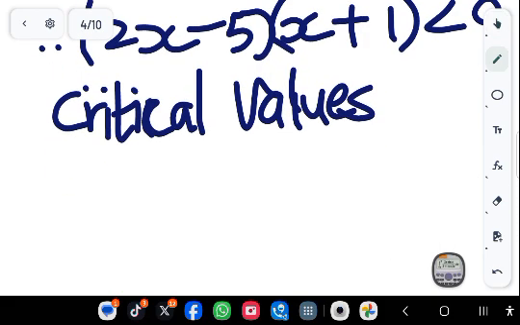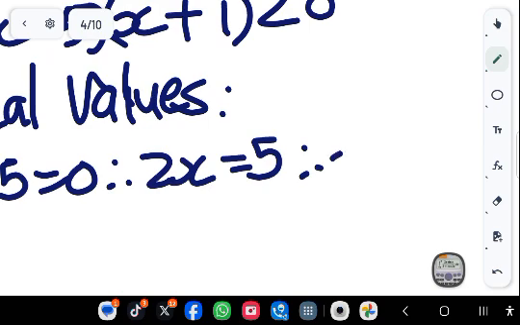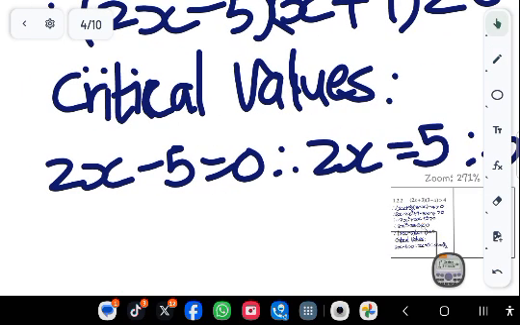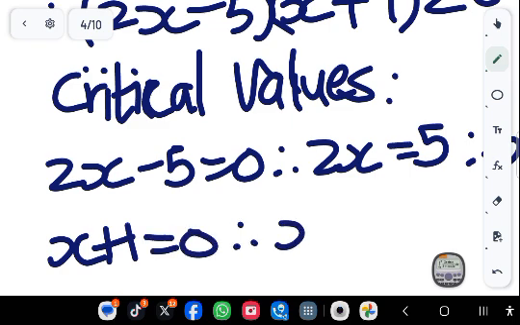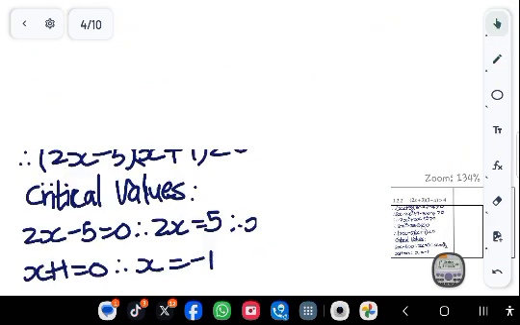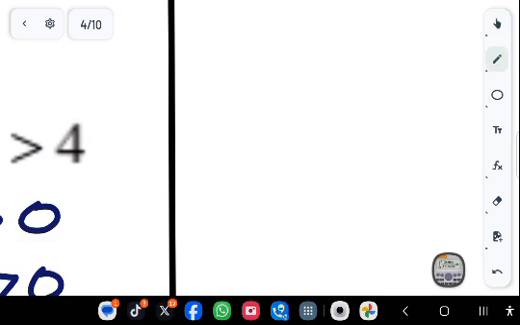Critical values are those that would be roots, but they're not roots because this is an inequality, not an equation. Equals to 0, therefore 2x equals to 5. Therefore, x equals to 5/2. That's the first critical value. The second critical value comes from the other factor. Therefore, x equals to -1. Now we've got these critical values, and let's use two scenarios.